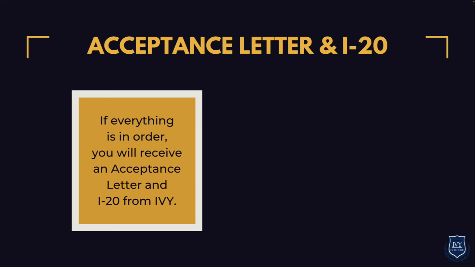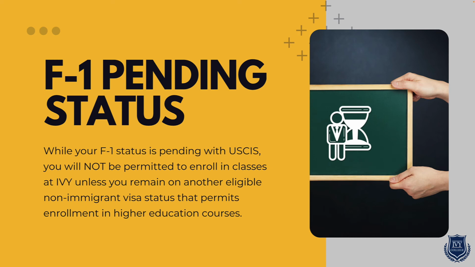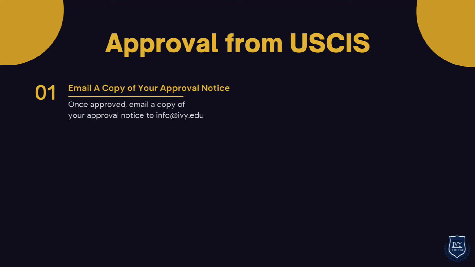If everything is in order, you will receive an acceptance letter and I-20 from Ivy College. With these documents, you and your immigration lawyer will pay the COS fee and submit your I-539 application to the USCIS. While your F-1 status is pending with USCIS, you will not be permitted to enroll in classes at Ivy unless you remain on another eligible non-immigrant visa status that permits enrollment in higher education courses. Once approved, email a copy of your approval notice to info@ivy.edu for the next steps in the enrollment process.